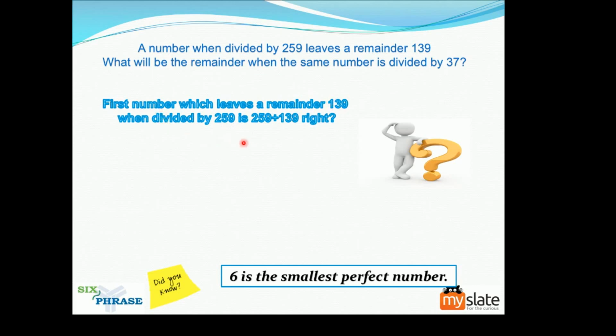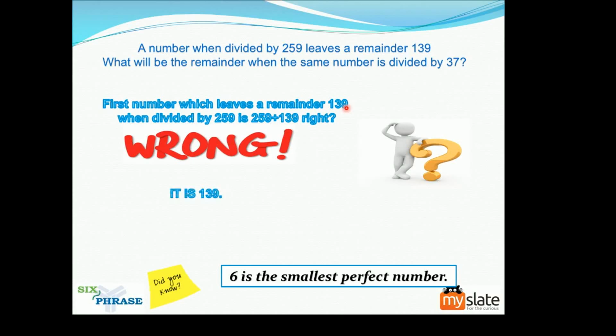Yes, most of you would say it is 259 plus 139, right? I guess it would come out around 398. Okay, so 398 is more or less correct. Yes, that is the first number which is divisible by 259, but that is not actually true. Okay, that is 398 is not the first number which when divided by 259 will give you a remainder of 139. I'll tell you what the first number is. Okay, yes, you are wrong if you said 259 plus 139. Okay, it is actually 139.